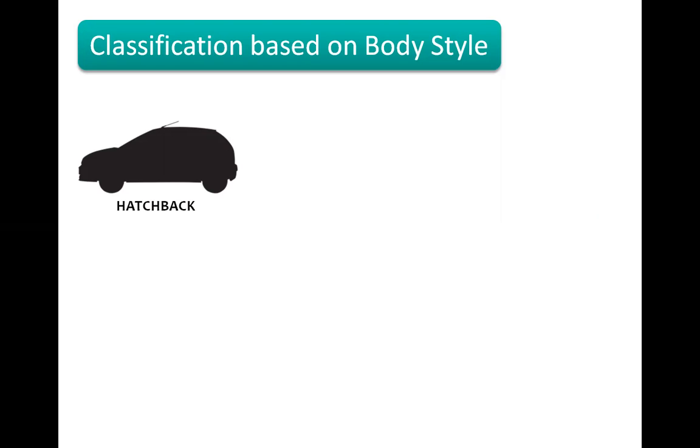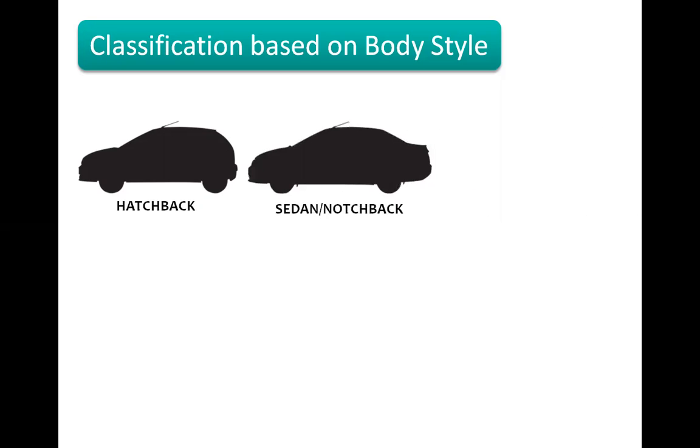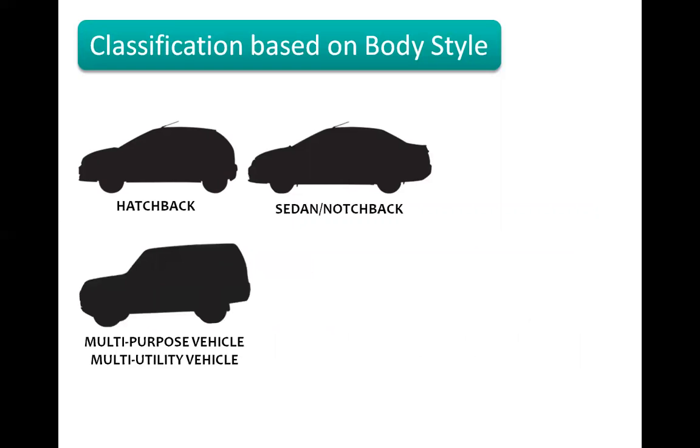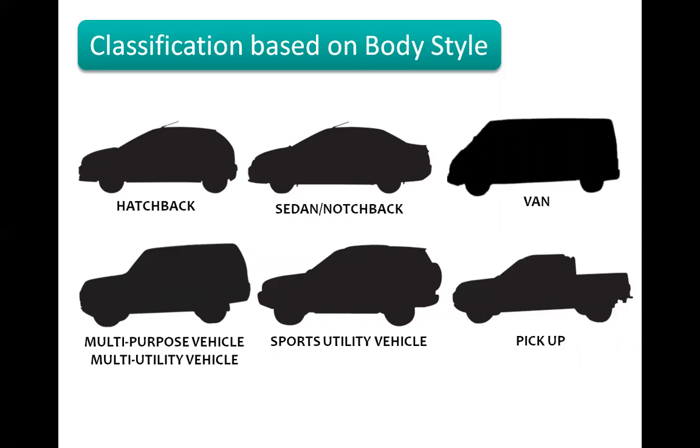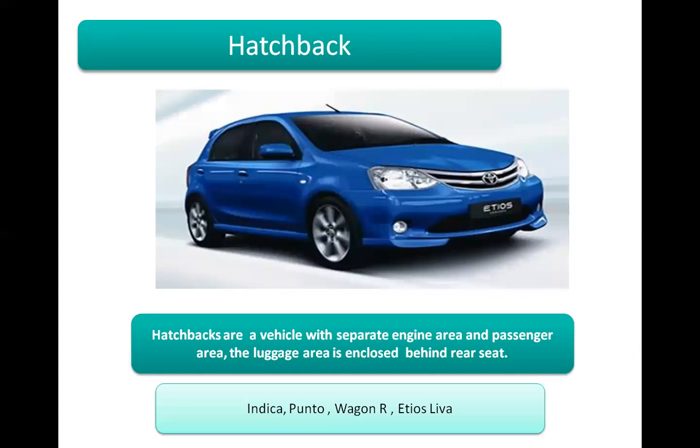Next is classification based on the body style, that is hatchback vehicle. If you see here, the hatchback vehicles are shown. Then sedan or notchback. This is again the classification of four-wheeler automobile based on the body style. Then multi-purpose vehicle, multi-utility vehicle, sport utility vehicles, and the pickups and vans. So these all are the classifications based on the body style.